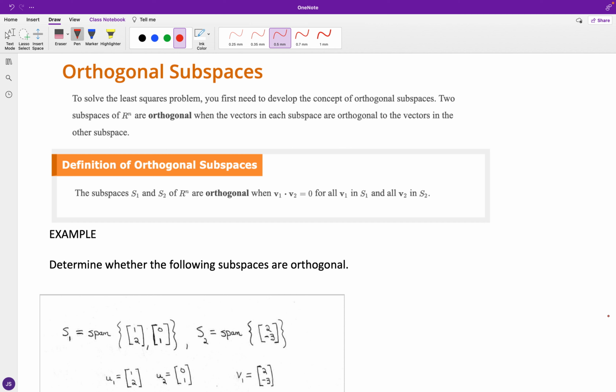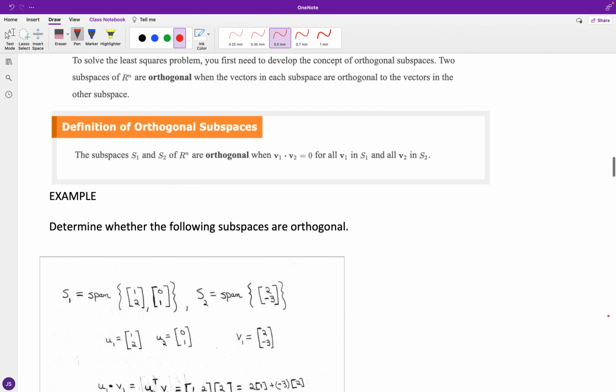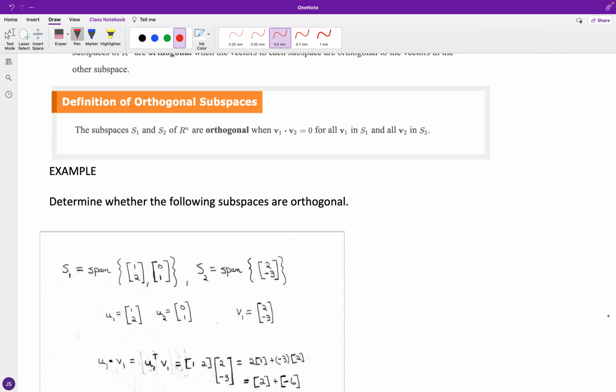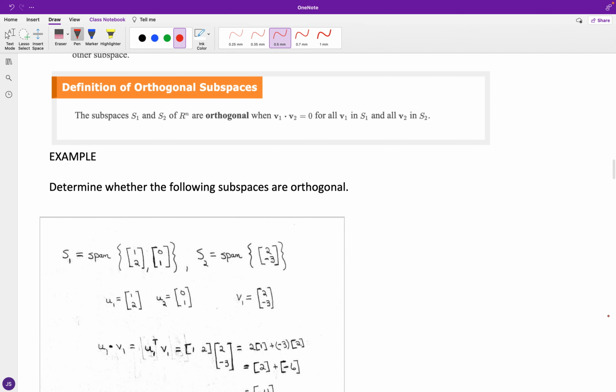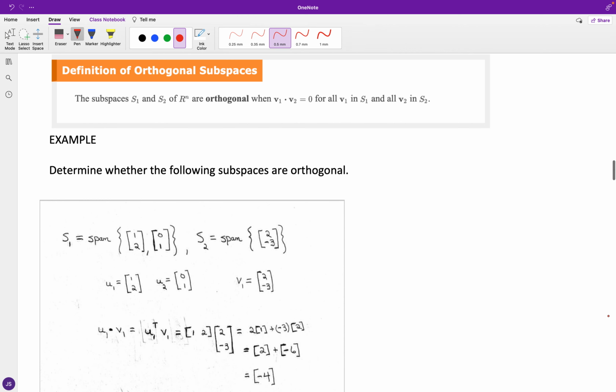Now let's look at whether the following subspaces are orthogonal. Let's say S sub 1 is equal to the span of the set of vectors with the elements 1 and 2, as well as 0 and 1. And we'll say S sub 2 is equal to the span of the vector containing the elements 2 and negative 3. We'll say u sub 1 is equal to 1, 2, u sub 2 is equal to 0, 1, and v sub 1 is equal to 2 and negative 3.